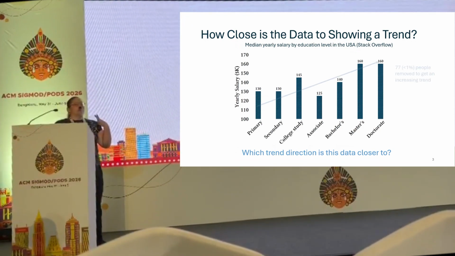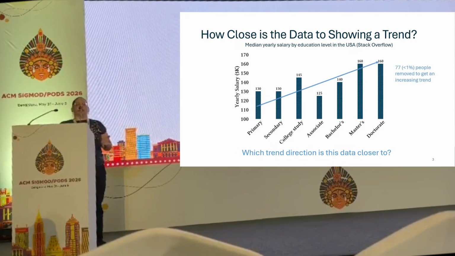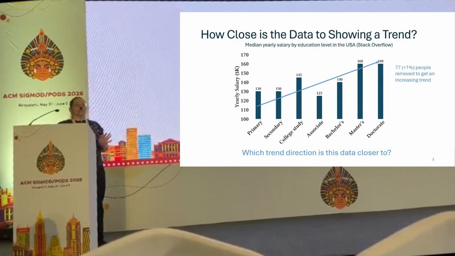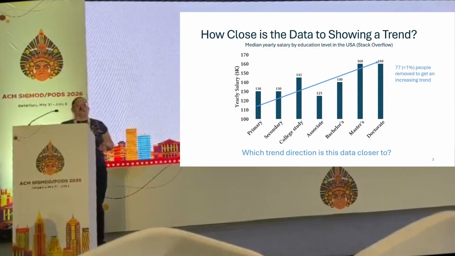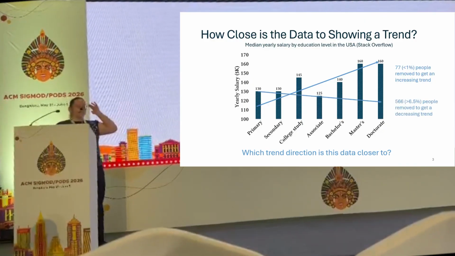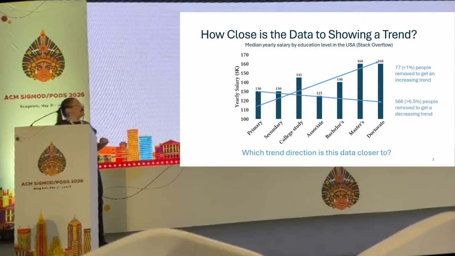And we found that if we remove less than 1% of the data, this is enough for a perfect increasing trend. But to get a decreasing trend, a more serious intervention is required. So I think we can safely breathe.